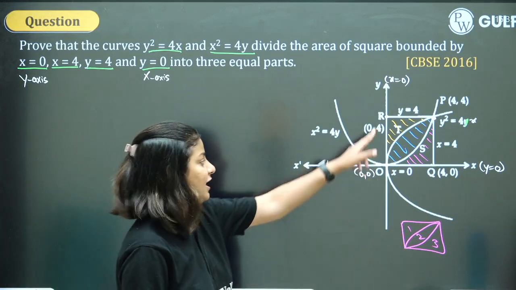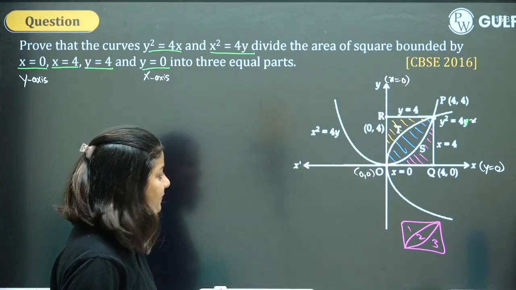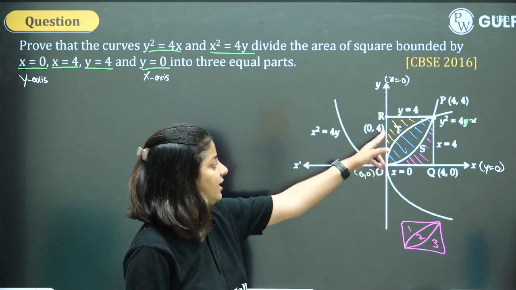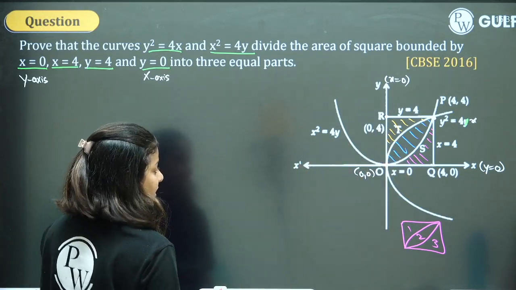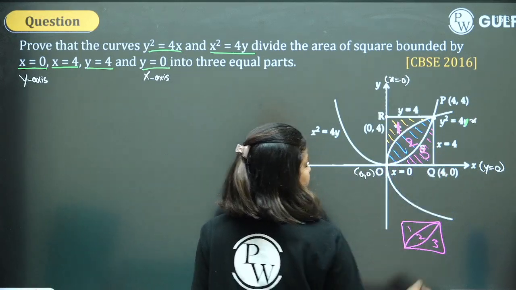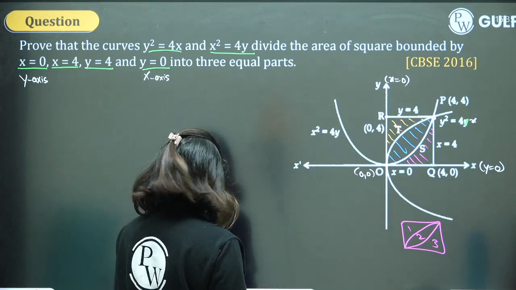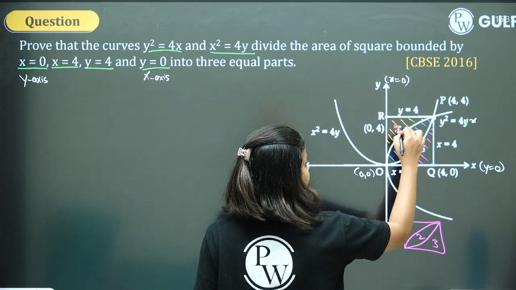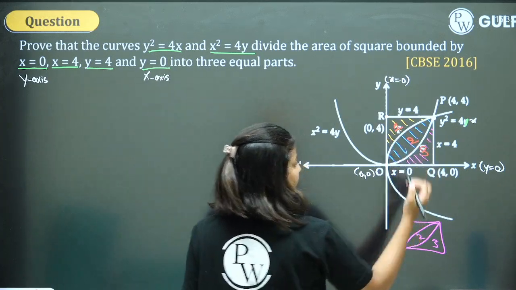Let's find the area of all three parts. If I say this part is 1, this part is 2, and this is 3, we have to find the area of first, second, and third. First area, second area, third area.